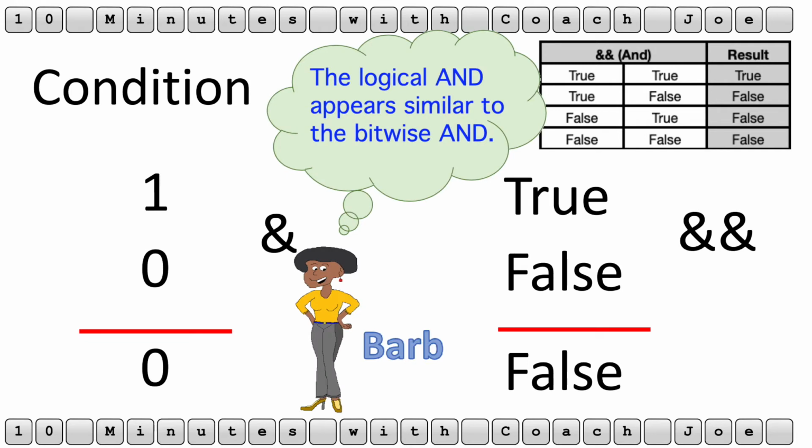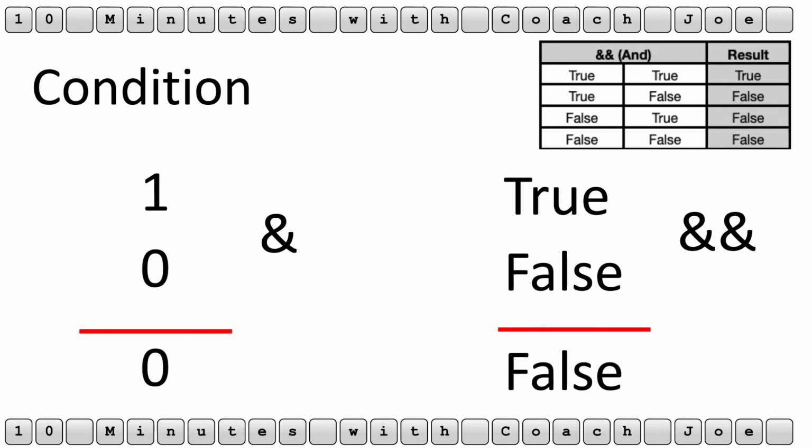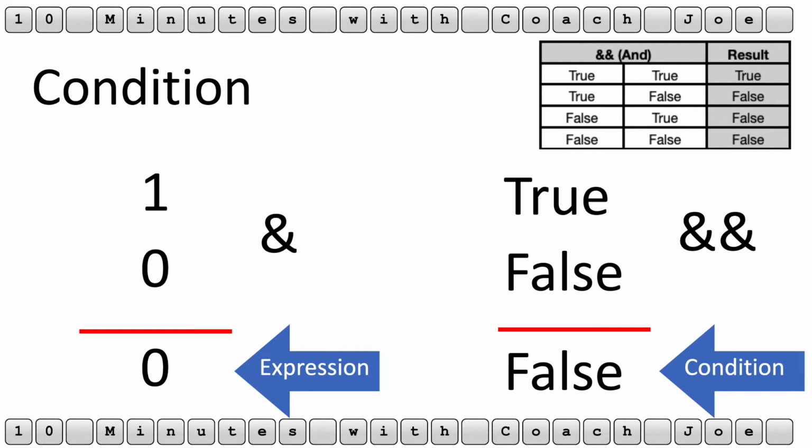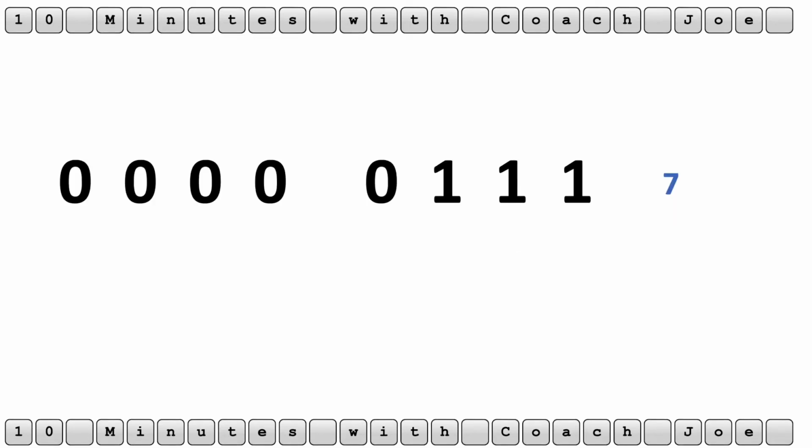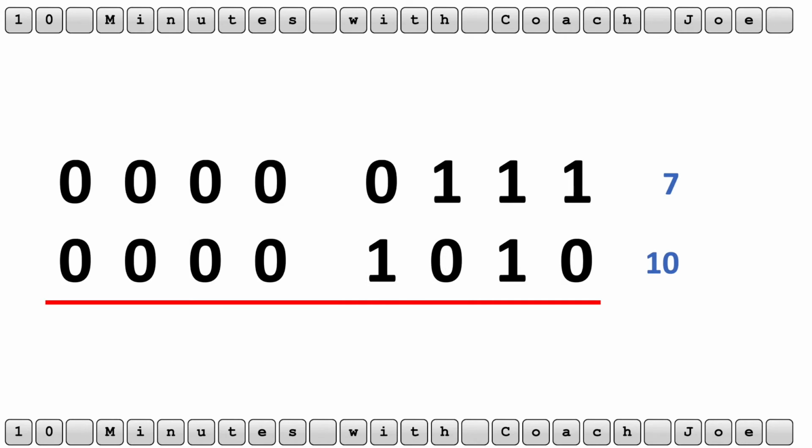The logical and bitwise ANDs are similar, but the result is different. The result of a logical operator is a condition. The result of a bitwise operator is an expression. Let me explain. The bitwise operators will work with bits of a byte. Take this example, 7. It is represented like this in binary. For the second value, let's use 10. It's represented like this in binary.